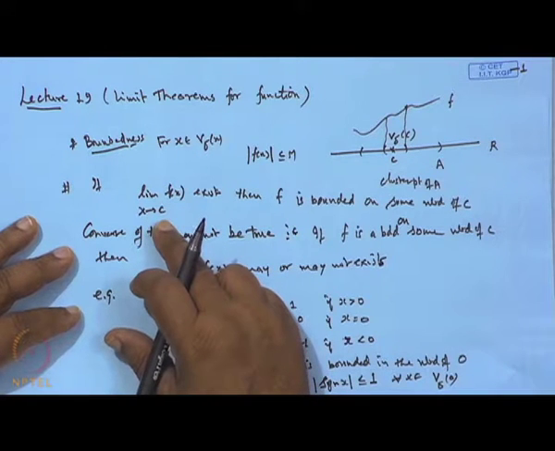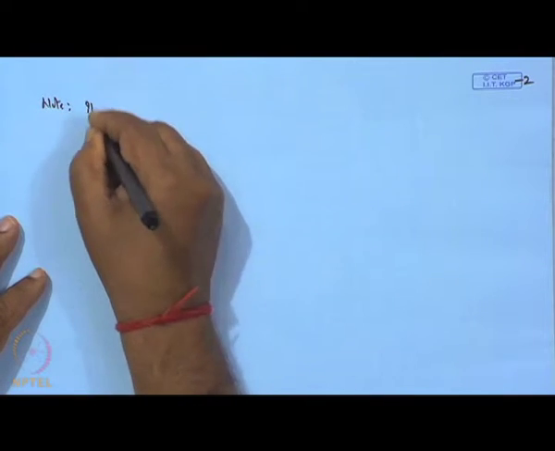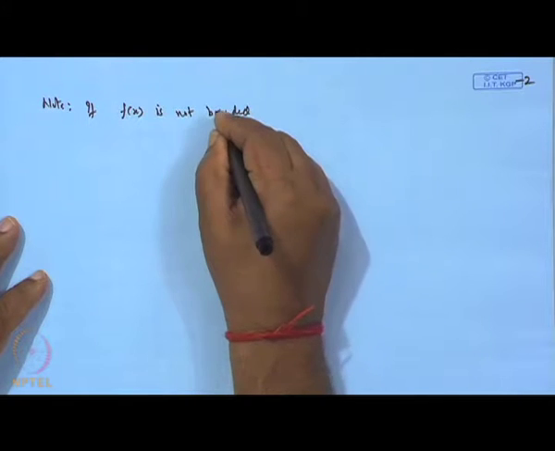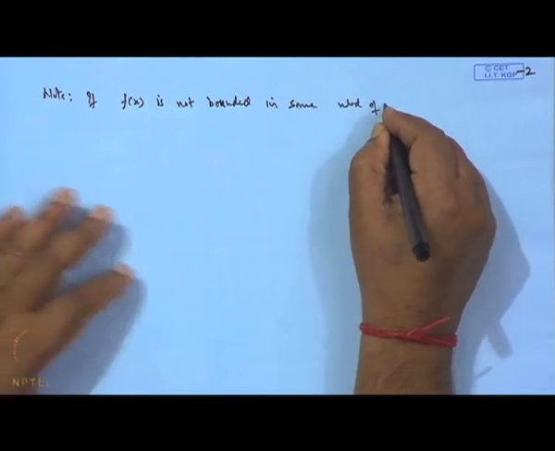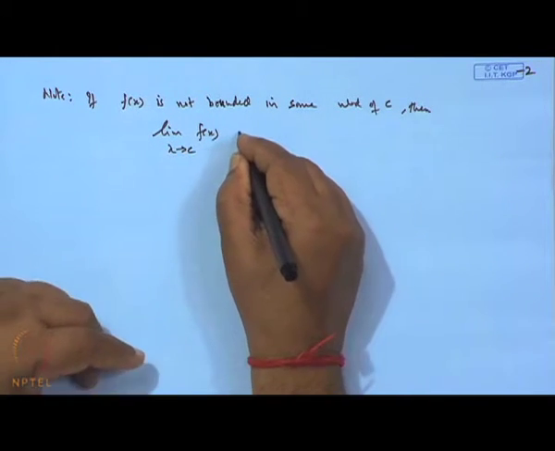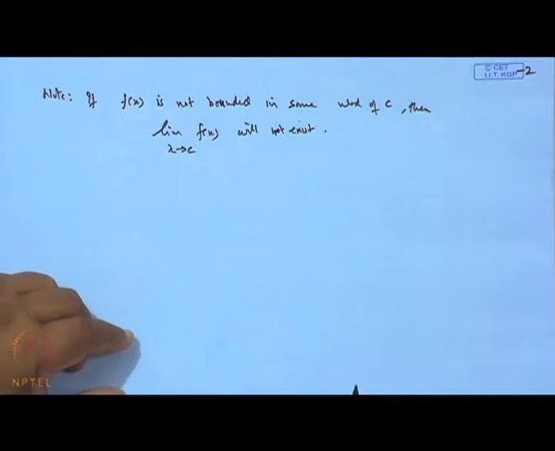So, when we say f is unbounded, it means at the point C the function is not defined at that point. It is just like 1 over 1 minus x. At x equal to 1 the function tends to infinity. In fact, it is not defined, it goes to infinity, an unbounded function. So, we can say as a remark or note: if the function f(x) is not bounded in some neighborhood of C, then the limit of this function f(x) when x tends to C will not exist. So, that is clear.